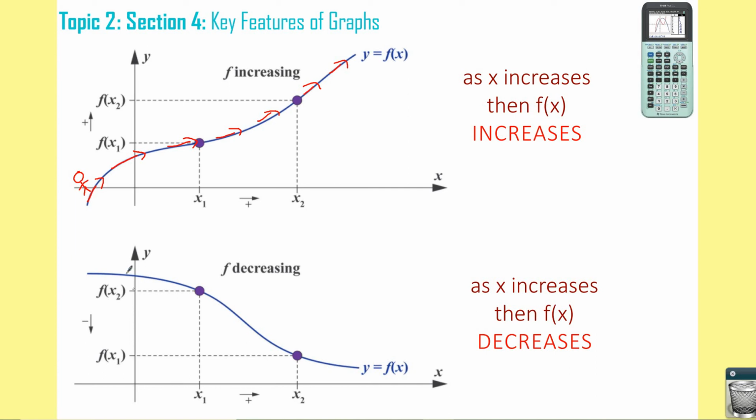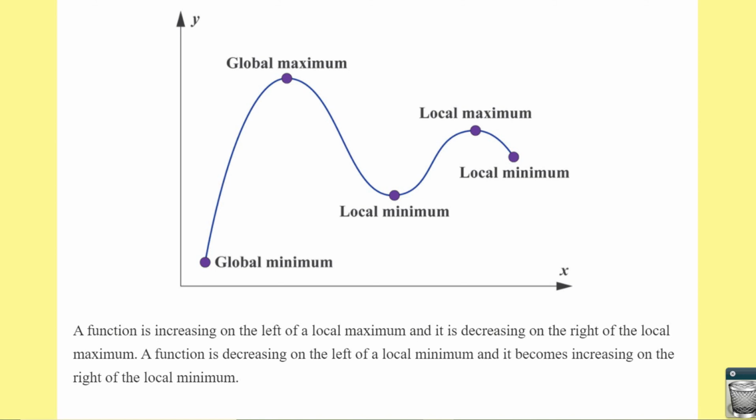Whereas in this one, this person is going down, and that is decreasing. Also, you want to know about maximums and minimums. You have local and global.